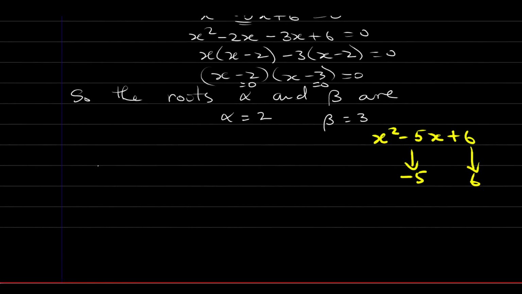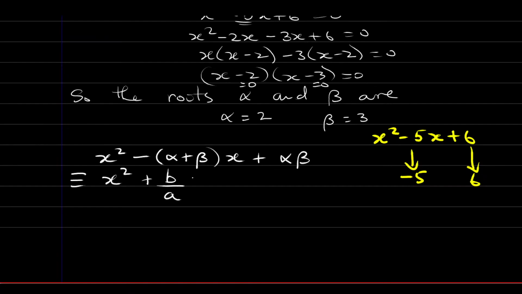So let's do that. So let's see. I'm going to say x squared minus, open bracket, alpha plus beta, close bracket, x plus alpha beta is equivalent to x squared, I'm dividing throughout by a, plus b upon a x plus c upon a, right? So we're seeing right away, for us to get this plus on the inside here, we're going to have to take the minus of whatever alpha and beta is to get that value that we need, right?